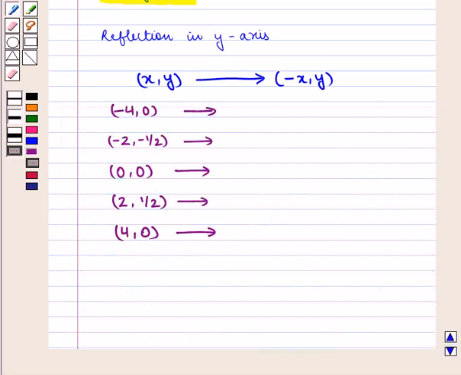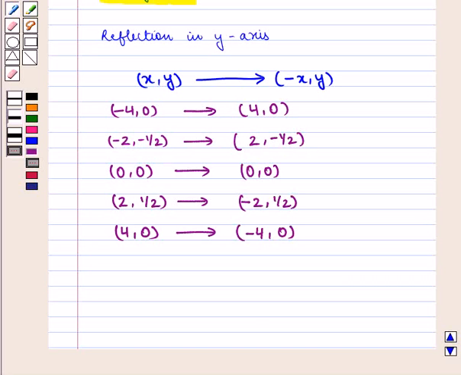So, on reflection in the y-axis, the point with coordinates (minus 4, 0) is transformed to the point with coordinates (4, 0). Similarly, the point with coordinates (minus 2, minus 1 by 2) is transformed to the point with coordinates (2, minus 1 by 2). Similarly, the point (0, 0) is transformed to the point (0, 0). The point (2, 1 by 2) is transformed to the point (minus 2, 1 by 2). And the point (4, 0) is transformed to the point (minus 4, 0).